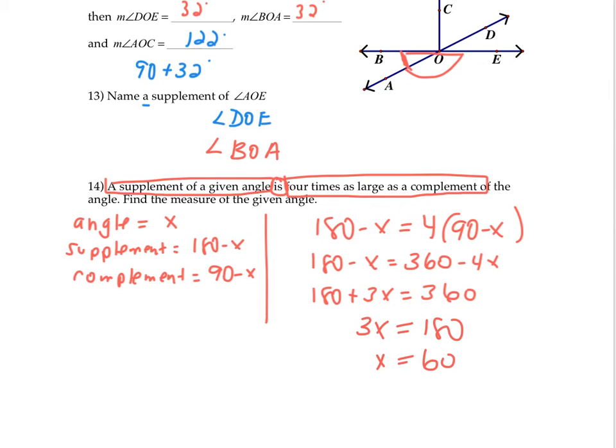We don't have to find the supplement and the complement, but certainly you can do that if you wanted to check it out. So this is 60 for the angle, the complement would be 30, and the supplement would be 120. So check it out. Is the supplement 4 times the complement? It is. 4 times 30 is 120. So we're right.